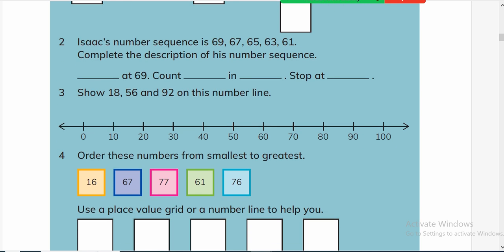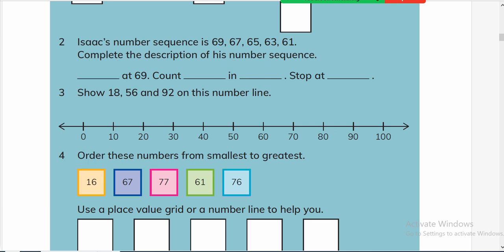Isaac's number sequence is 69, 67, 65, 63 and 61. Complete the description of his number sequence. So is it ongoing pattern or backward counting? It is backward counting. So start at 69, count backward in twos. In this blank we will write twos. Stop at 61.